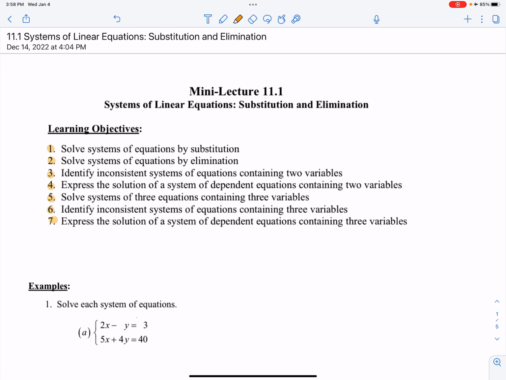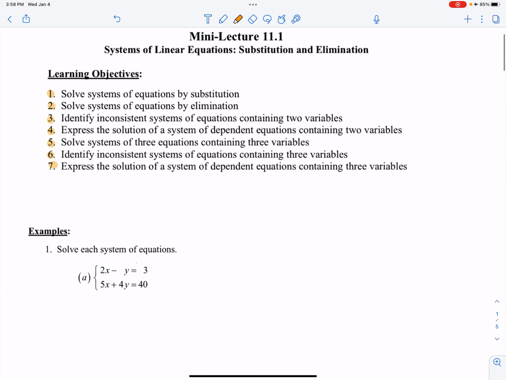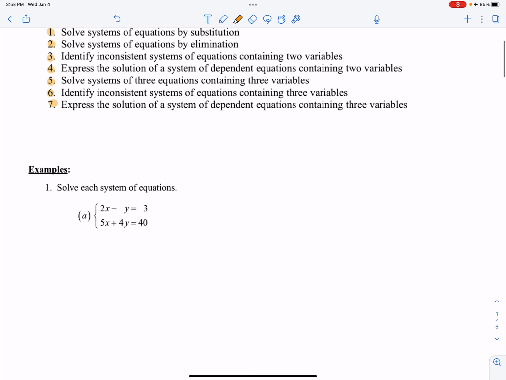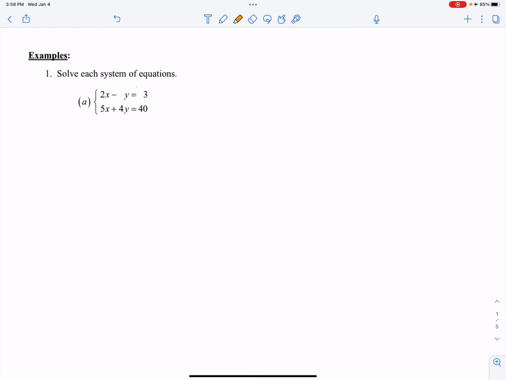So we're going to work in two variables and three variables using substitution and elimination. We're going to identify inconsistent systems, and then when we see a dependent system, we will express it using equations. So let's start by solving each system of equations. I'm going to solve one way. There are multiple ways to solve. If you solve it a different way and you get the same answer, that's totally fine.